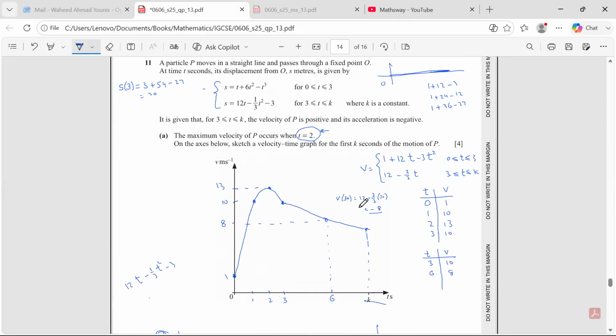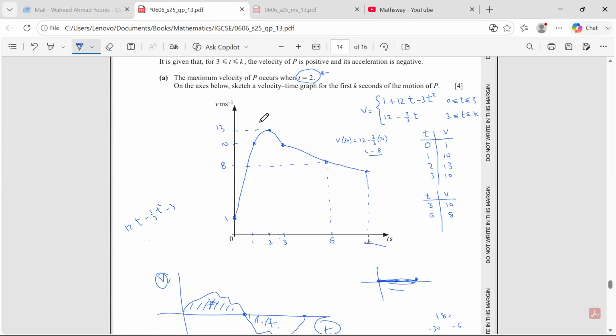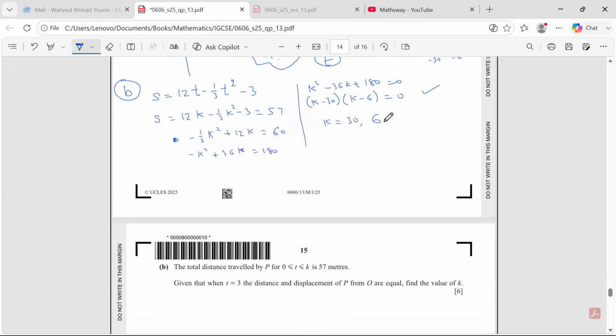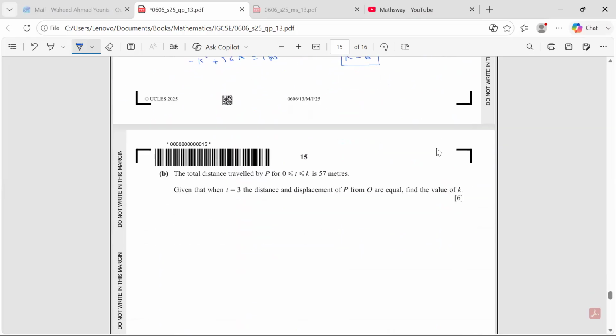No, it's written over here. Yes, the velocity of p is positive in this interval. Okay, so that's why we will not take 30, we will take 6. Well, you can check that if k is 6, the velocity is positive. So this is our answer. Okay, I hope everything is clear over here.